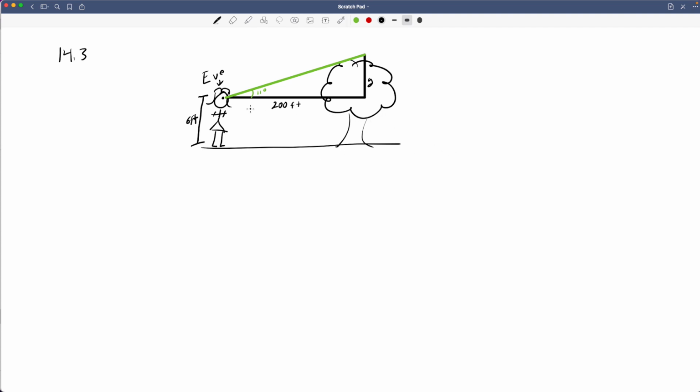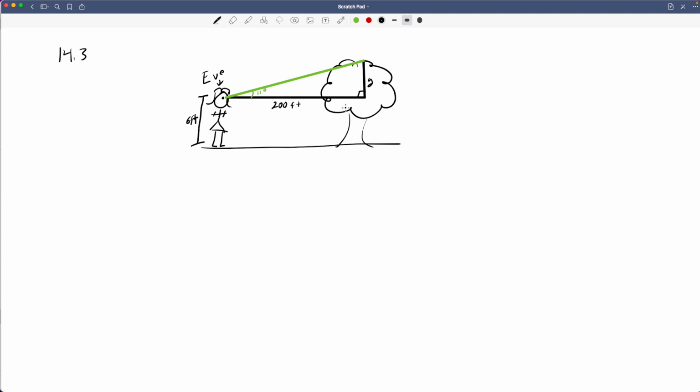And Eve is looking at this tree and she's trying to figure out how tall this tree is. Let me adjust this just a little bit because it's supposed to go right to the top of the tree. There we go. So now that's right. My drawing is accurate. So Eve knows that she's 6 foot tall, and she knows she's 200 feet away from the tree, and she's looking up at the top of the tree, and she's measured that angle of elevation, and that angle of elevation is 11 degrees. So she's wondering if she can figure out how tall the tree is by just having that information. Well, good news, you can. That's all you need.